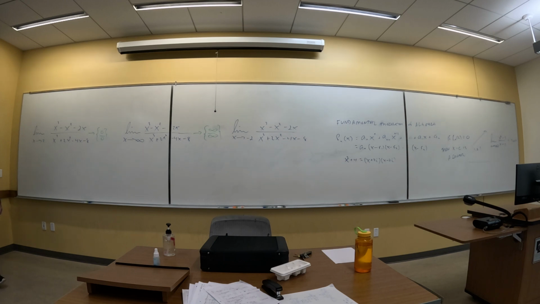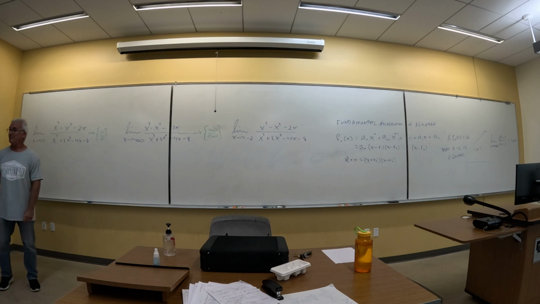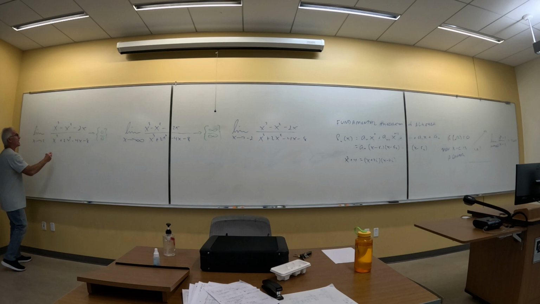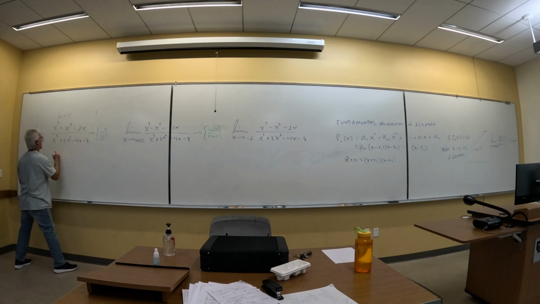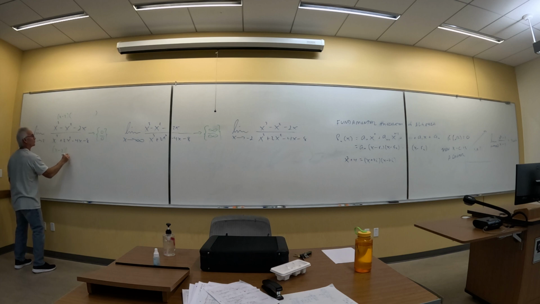The strategy of the first one is a factor and cancel. How do I know I can factor and cancel? How do I know that? I know without any doubt. I absolutely know this without any doubt. How could I possibly know that?